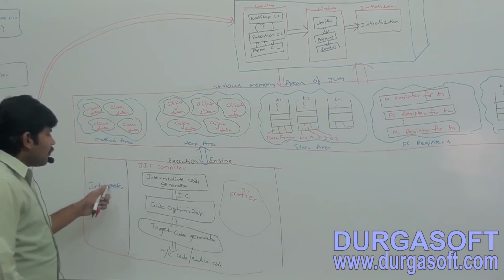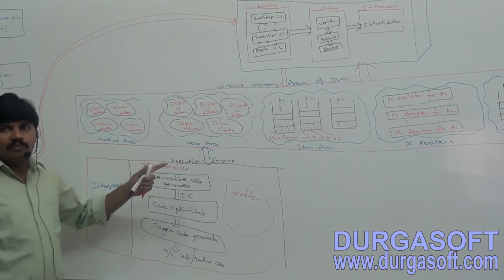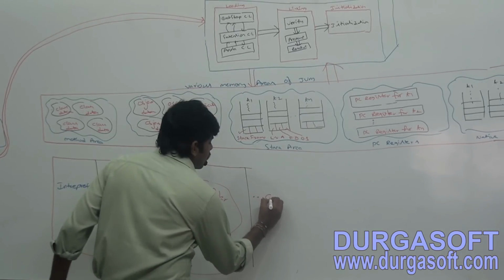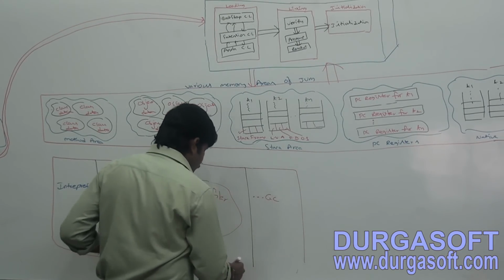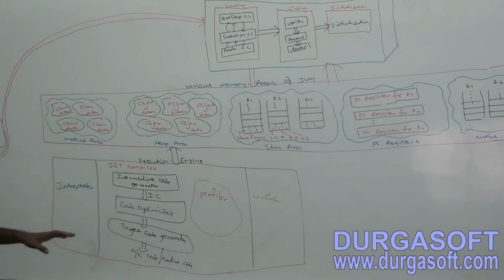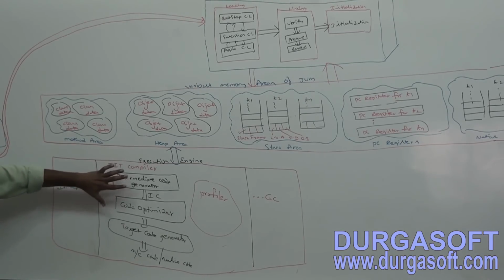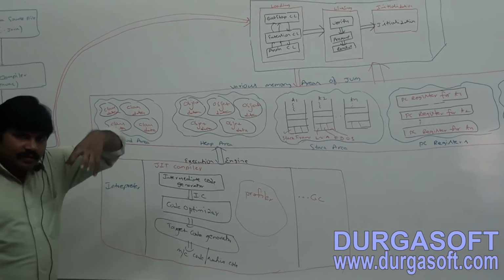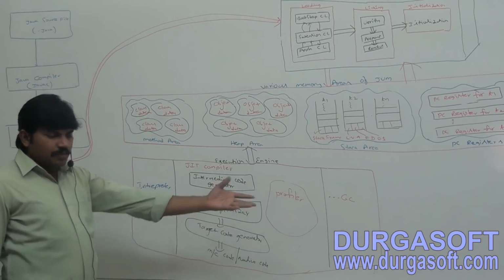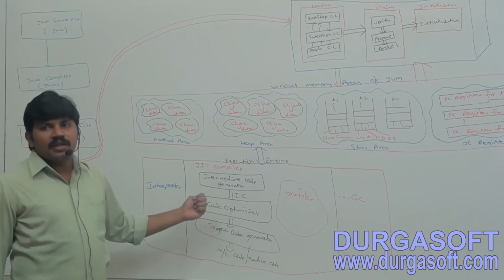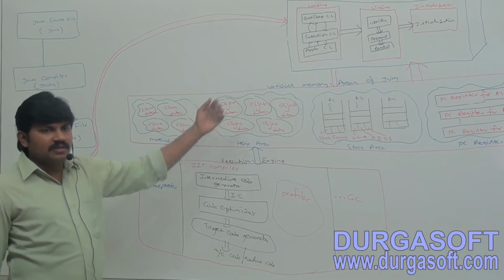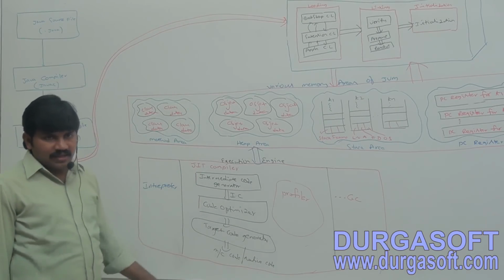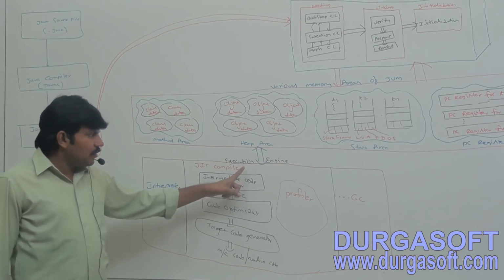Not only the interpreter and JIT compiler, there are several components inside the execution engine, like the garbage collector and security manager. This part is the execution engine. The execution engine is the central component of the JVM, just like our CPU or processor. It is responsible to execute our program line by line. So interpreter and then JIT compiler.